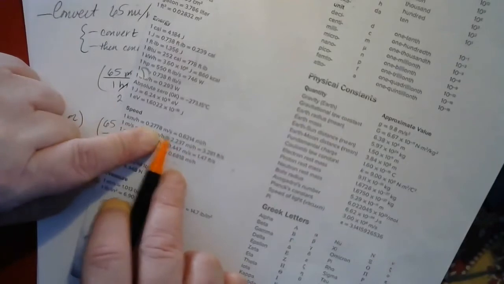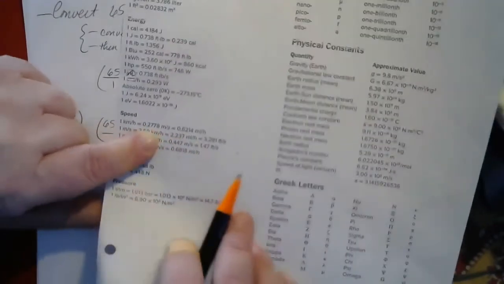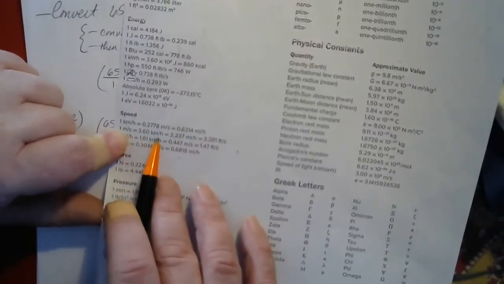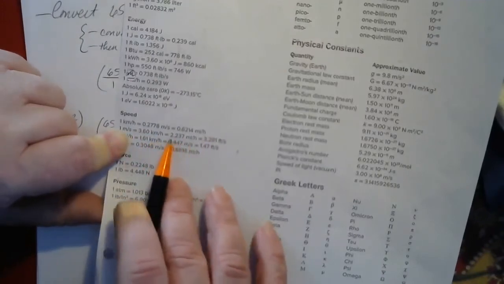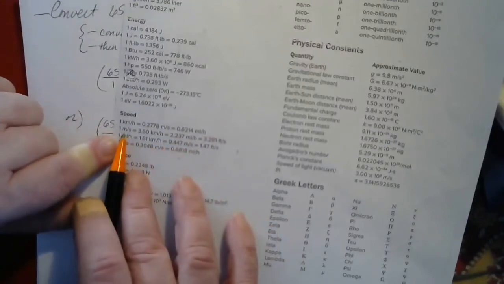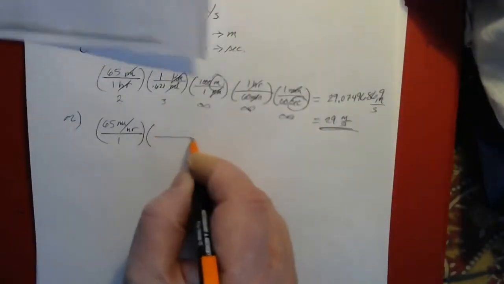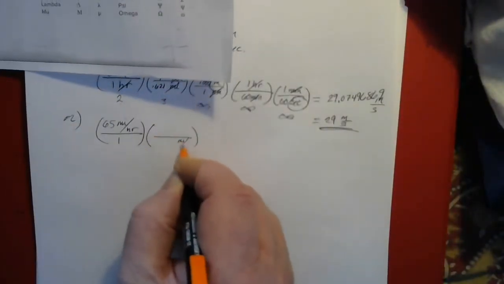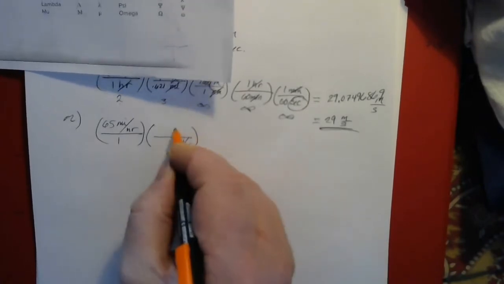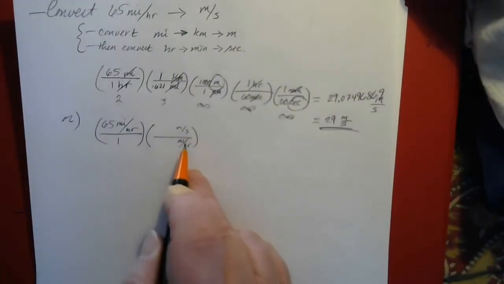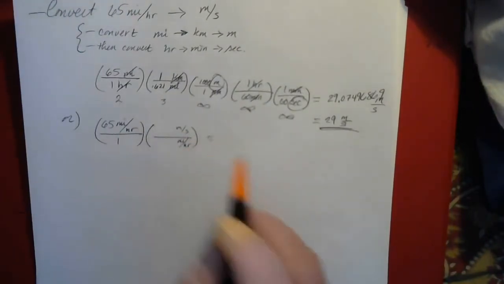Oh, there we go. There's meters per second, and there's miles per hour. There's meters per second also, and there's miles per hour. This one, I'm going to use the second one because it's easier, because one of the numbers is 1. So we're going to want miles per hour in the denominator and meters per second in the numerator, because this is the new unit in the numerator and that's the old unit in the denominator.